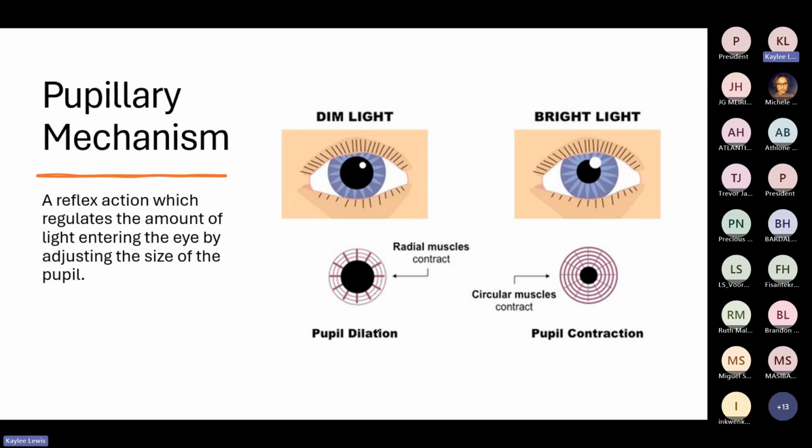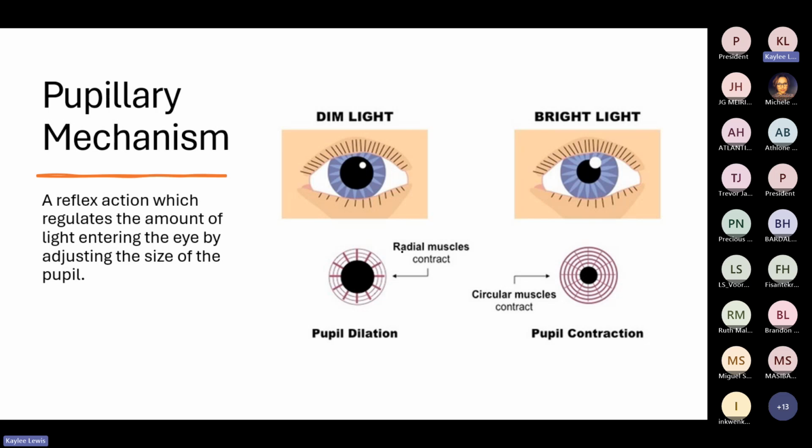So when we are in dim light, that's like a dark environment. Like I said, you're walking around the house at night, you don't want to put the lights on to disturb anyone, or you're at the movies. What will happen is your pupils will dilate, so they get bigger. How does that happen? Well, your radial muscles and your circular muscles work in opposite directions.